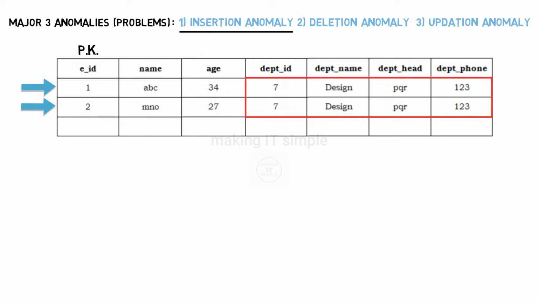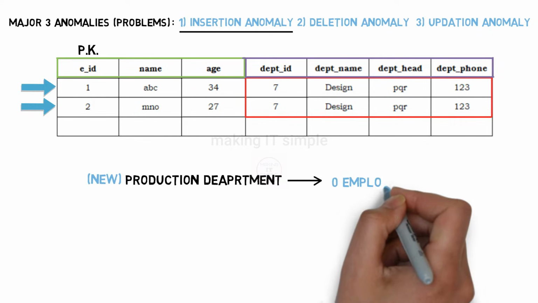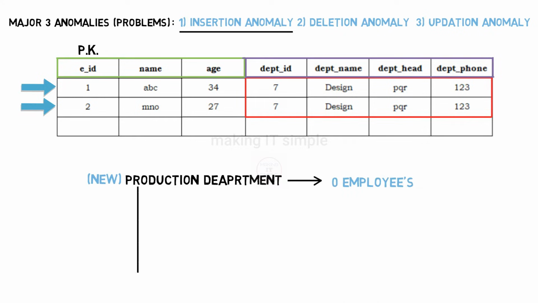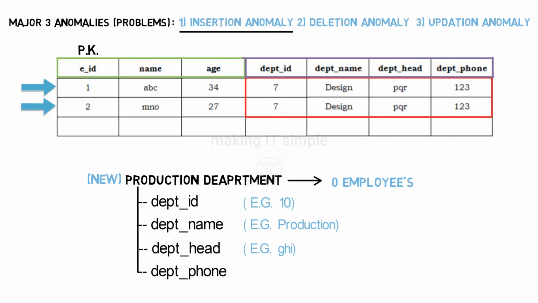Now we will see how the insertion anomaly can occur in this. First understand that we are storing employee details and department details in the same table. Now let us consider a situation: let's say a new department is introduced in the company, but the employee recruitment is yet to be done. So we just have a department ID, department name, department head and department phone.